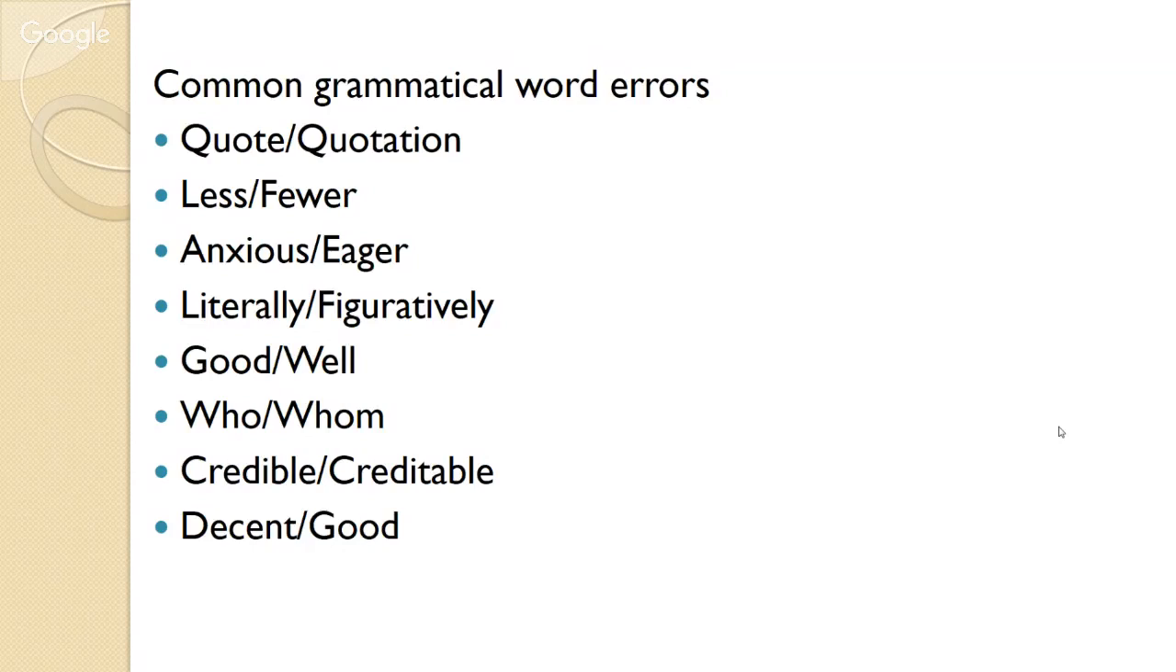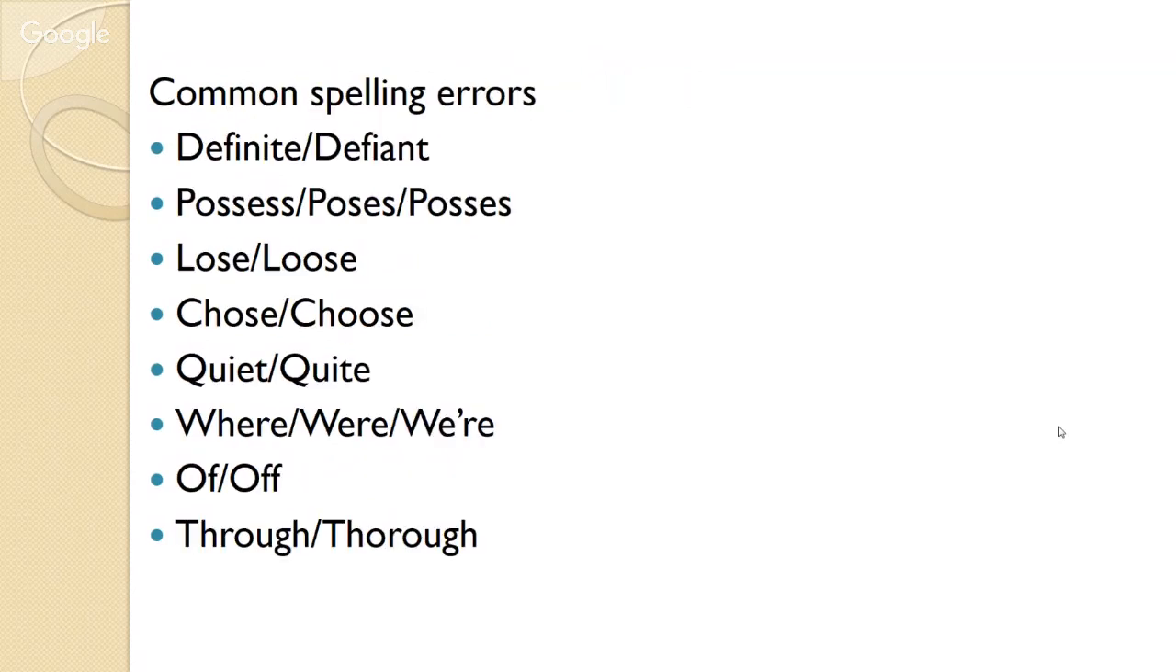Decent implies morality, of being decent or indecent. It does not mean the same as good or bad. So don't misuse it. Okay, and then spelling errors, the third most common type of error.